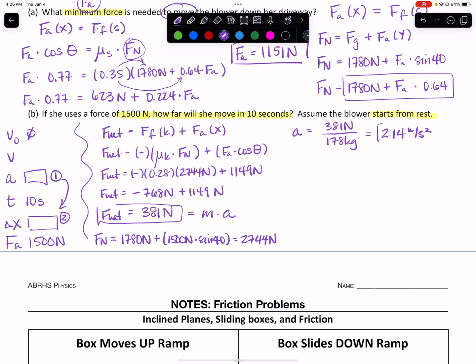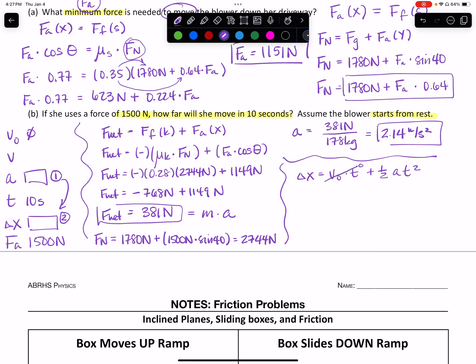All right, so that's going to be used along with my other variables to find my change in position. So again, I'm going to use my v initial times time plus 1/2 at squared, initial velocity 0. So that change in position is 1/2 of 2.14 meters per second squared times 10 seconds squared. And when I plug that in, I find that I have moved 105 meters during that 10 seconds due to the force that I'm applying to the snowblower.